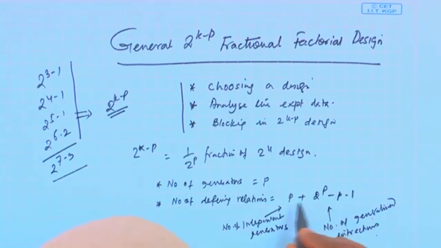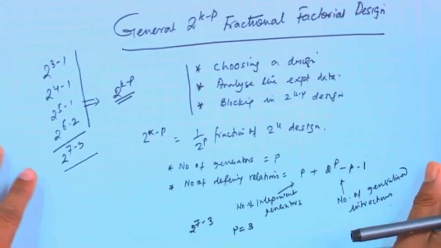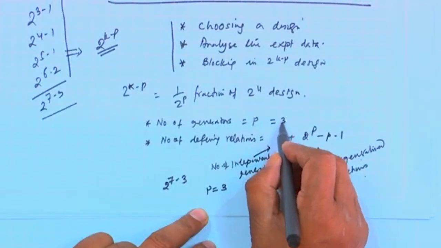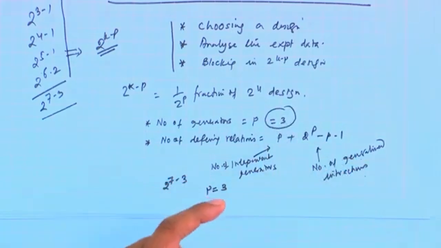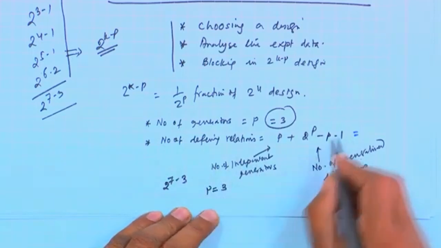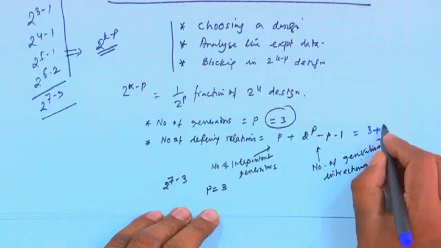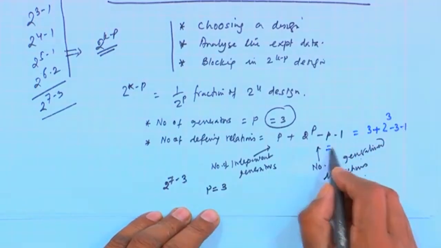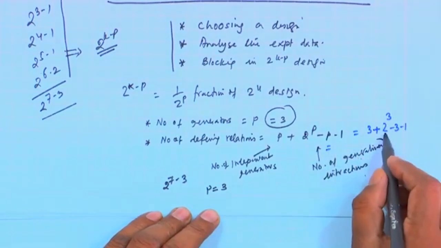So what does it mean? Suppose, for example, my design is 2 to the power 7 minus 3, then what is p? p equal to 3. So, the number of generators will be 3. And what is the number of defining relations? That will be 3 plus 2 to the power 3 minus 3 minus 1. How much is it? 2 to the power 3, that means 7.